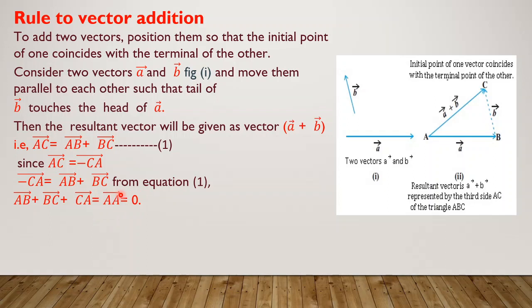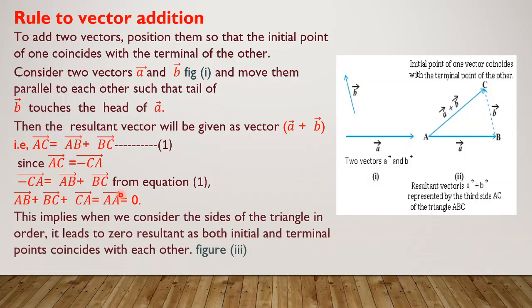Let me conclude with this. This implies that when you take the sides of a triangle in order, it leaves the zero vector. The resultant will be the zero vector, because the initial point and terminal point coincide. This is the reason we get the zero vector.